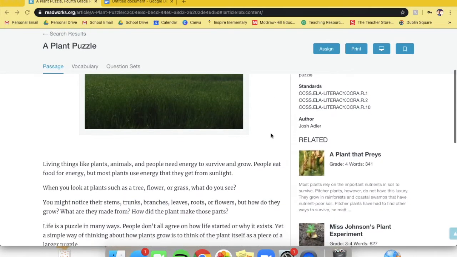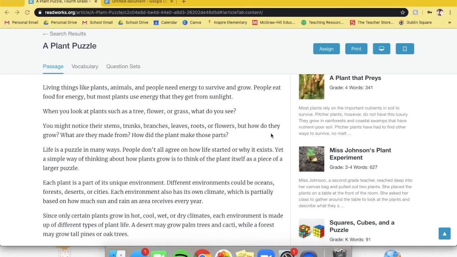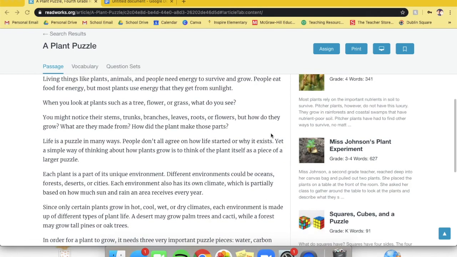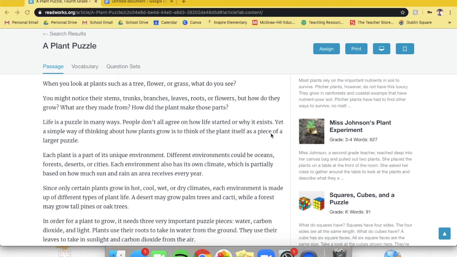A Plant Puzzle. Living things like plants, animals, and people need energy to survive and grow. People eat food for energy, but plants use energy they get from sunlight. When you look at plants, such as a tree, flower, or grass, what do you see? You might notice their stems, trunks, branches, leaves, roots, or flowers. But how do they grow? What are they made from? How did the plant make those parts?